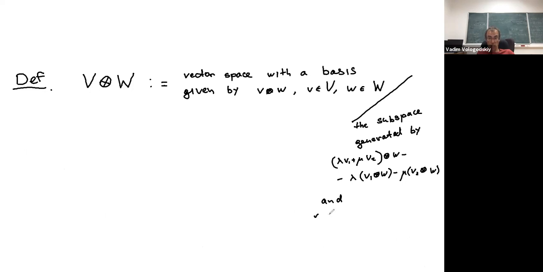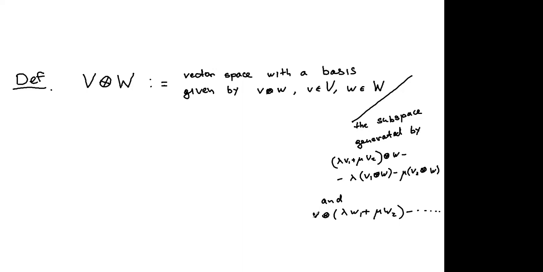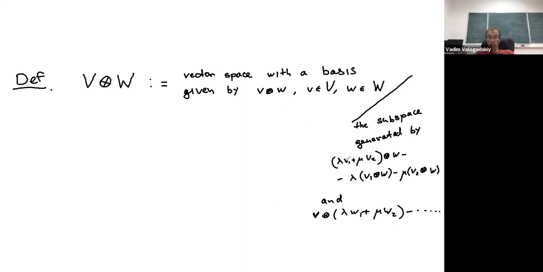So V tensor lambda W1 plus mu W2 minus, and I will put dots here because it should be clear what to put here. Okay. That's a question. Yes. When you say the subspace generated by, you mean with all possible lambdas, all possible mu, all possible V1, V2, and W? Yes. So all these lambda and mu run through all real numbers, and also Vi and W are any elements of capital V and capital W. Thank you for this question.